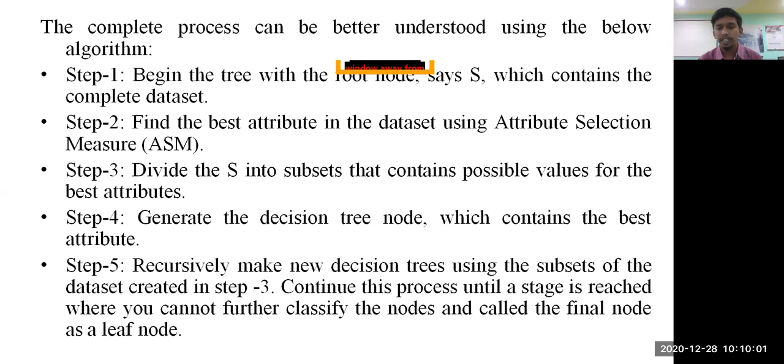This process will be continued until a stage is reached where you cannot further classify the nodes, and you call the final node the leaf node. If you cannot further divide your node with any splitting criteria, we call it a leaf node. That means it is the final node and we cannot divide the node into subtrees. So this is a brief algorithm of the step-by-step procedure for implementation of your decision tree. You need to remember this step-by-step procedure for your examination.